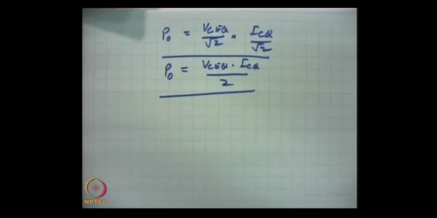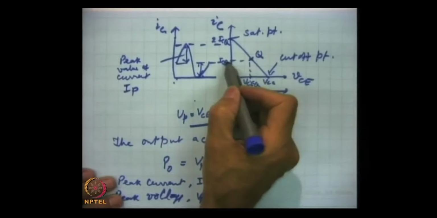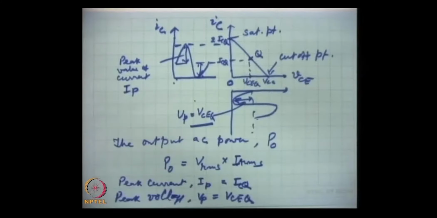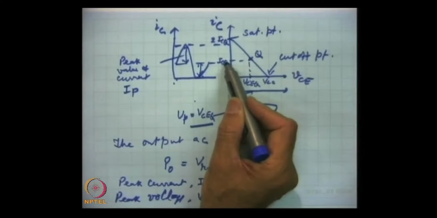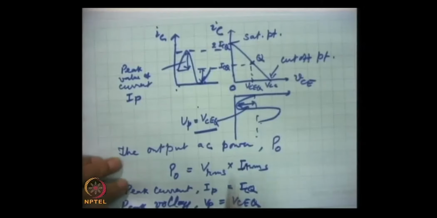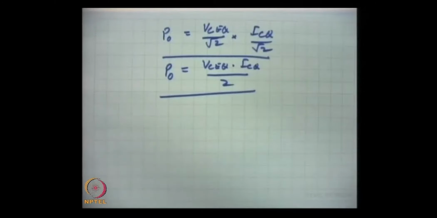So, that will depend on what the current is here and what the voltage is here, and depending on how much power you want, we will have to use a transistor of that power. For example, if this current here is 2 amperes and this is 5 volts, then 5 into 2 is 10 watts, and this product divided by 2, the maximum output power will be 5 watts.